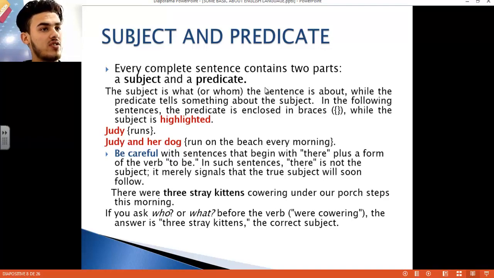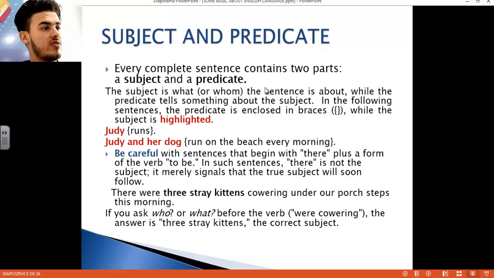Let's move to the subject and predicate, which are necessary to know in the sentence. Every complete sentence contains two parts, a subject and a predicate. The subject is what or whom the sentence is about, while the predicate tells us something about the subject. So the subject here is the doer of the action, while the predicate is what comes after the subject. In the following sentences, the predicate is included in braces, while the subject is highlighted.